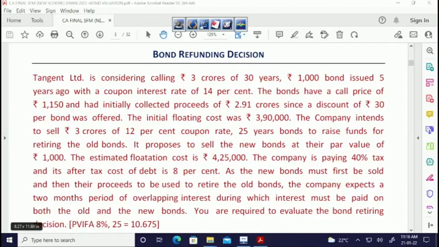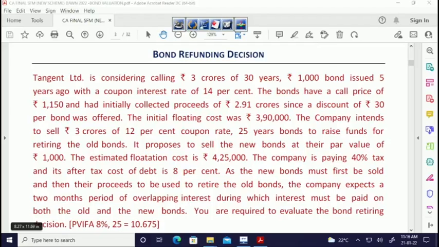The company is paying 40% tax. Its after tax cost of debt is 8%. That's the discount rate for NPV. If that is not given, we would have used 12% into post tax, 12 into 0.6. That is the post tax coupon on the new bond. But since it's given, we will use 8%.